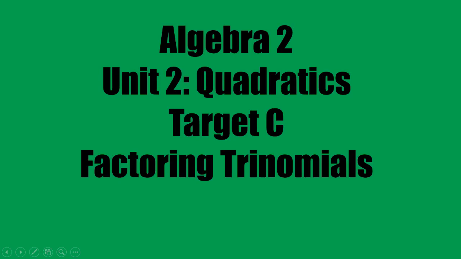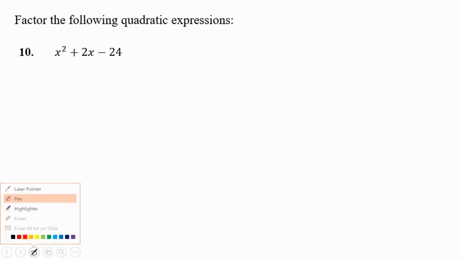Algebra 2, Unit 2, Quadratics, Target C, Factoring Trinomials. All right, number 10 in the study guide says factor the following quadratic expressions. We're given x squared plus 2x minus 24.